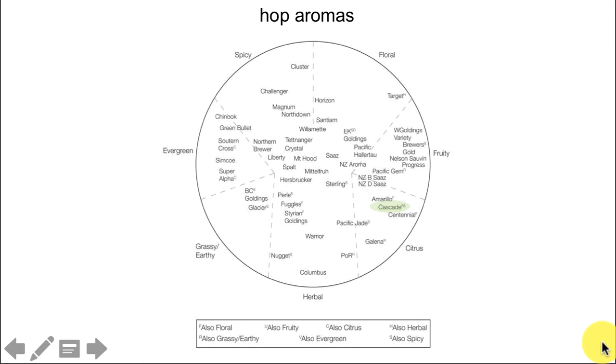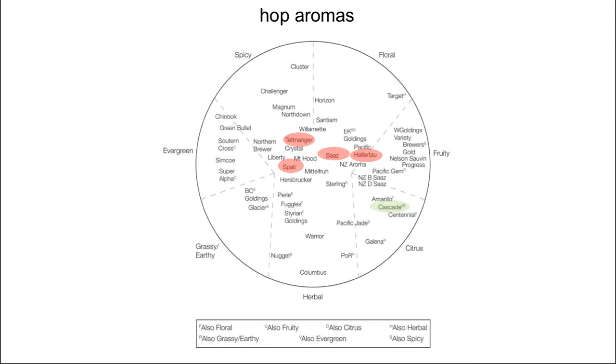This figure is from Brewing Classic Styles by Zainasheff and Palmer, and is reminiscent of the common beer flavor wheel I showed you in the yeast lecture. I guess I'd like you to see the spectrum of aromas here: floral, fruity, citrus, herbal, grassy, evergreen, and spicy. For context, let's highlight the so-called noble hops of European lager fame, which on this chart straddle a range of traits, though they're often described as spicy.